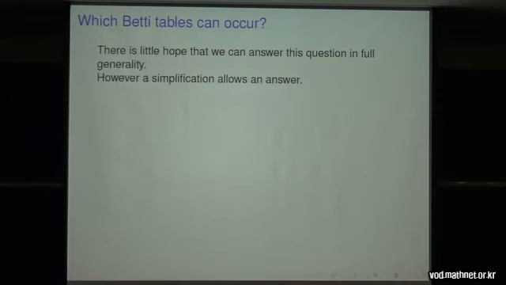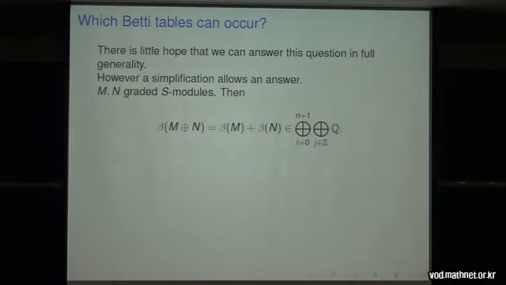I would like to put this in a more general framework: which Betti tables at all can occur? And well, I cannot expect, if I ask it more generally, to have an answer. But the amazing thing is that if you allow a simplification of this question, it has a complete answer. So for the rest of the talk, I'm going to explain that.